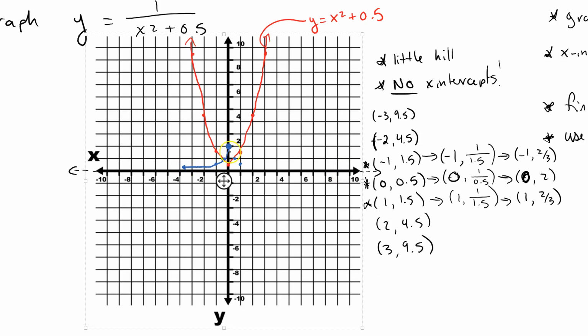It goes on forever. This one smooths out, goes on forever like that. So this right here is my final graph. This is going to be my y equals 1 over x squared plus 0.5.